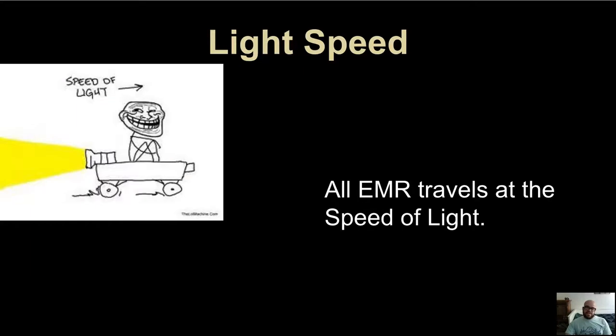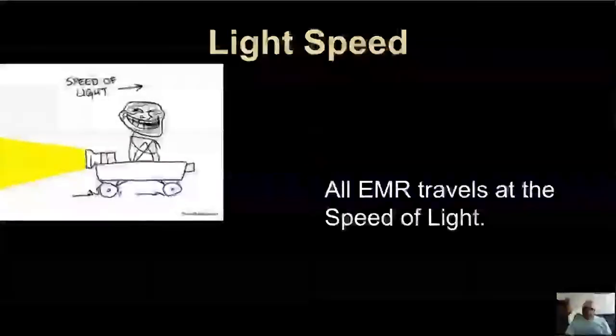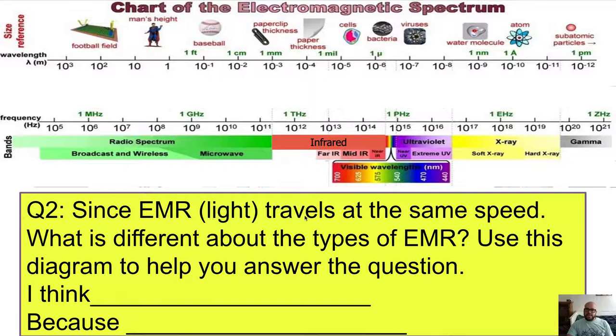Everything travels at the speed of light. So all the EMR, from radio waves to gamma rays, travel at the speed of light. Doesn't matter which one. Since EMR or light travels at the same speed, what is different about the types of EMR? Use this diagram to help you answer that question.